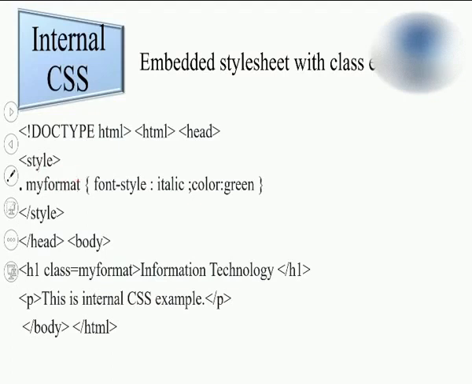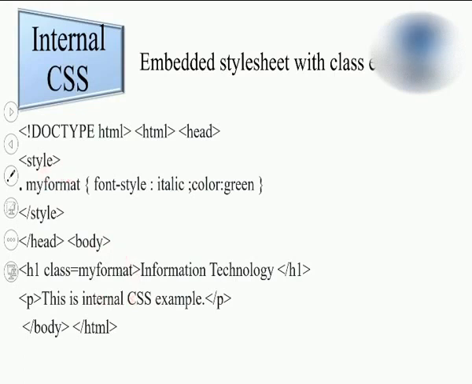So the name of the class is my format. Dot is used for declaration, followed by the declaration part. Font style is a property over here, and italic is its value. It is separated by a colon, followed by a semicolon. Students, observe, I specified my format as italic and green, but I have to make use of this my format inside my body. If I don't make use of it anywhere inside the body, there is no use of writing how I want the format. The format, whatever you declare over here, should be used inside the body.